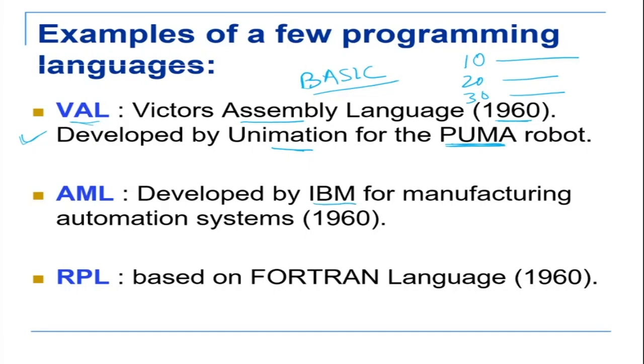The second language which was developed around the 1960s was AML. It was developed by IBM for manufacturing automation systems. But IBM since then has closed their robotics division, and they don't manufacture robots anymore. So this language is not used anymore. Basically it was for assembly automation. The third language was RPL, which is based on the Fortran language. This is also from the 1960s. Most of the companies which were using RPL have since closed down. So AML and RPL are no more there. In fact, the company Unimation has also closed down and been bought over by Kawasaki. Kawasaki is the one that makes the Puma robot now, although it is not in production anymore. So the only surviving language is VAL, and we will look at VAL 2.